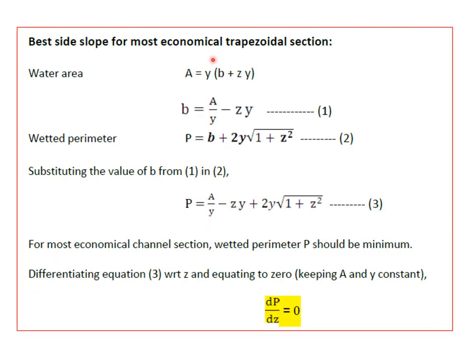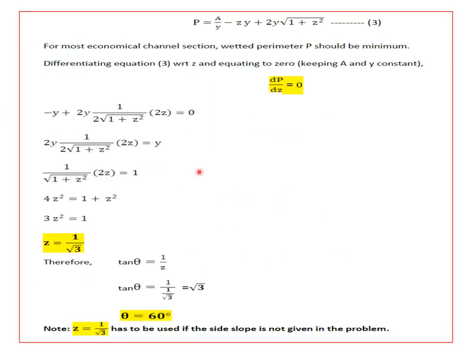Sometimes in the data the theta value or side slope will not be given. Then what side slope is to be taken in the problem? The water area A is equal to y into b plus zy. So b you can express as A by y minus zy. Substitute the value of b in the perimeter. That gives P equal to A by y minus zy plus 2y root of 1 plus z square. Now keeping A and y constant, make the slope variable, so you can differentiate with respect to z and put it equal to zero. Differentiating this with respect to z, A by y will be 0.